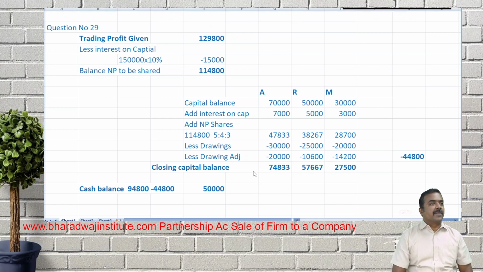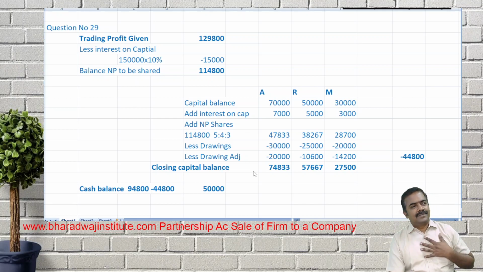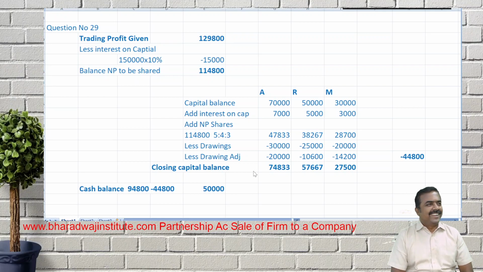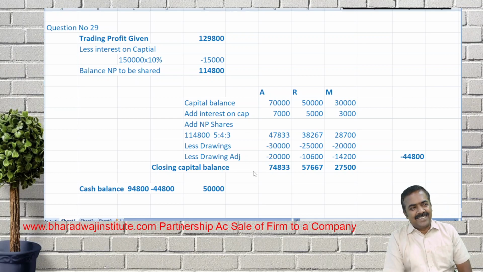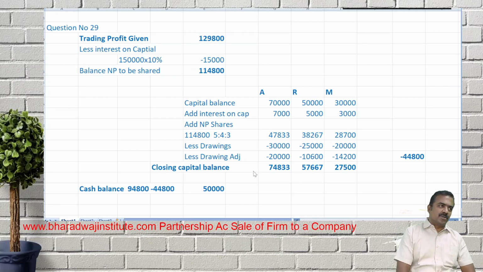The word trading profit is given. Trading profit is calculated after providing depreciation. Trading profit means net profit as per P&L. That is after charging all working expenses. That includes depreciation also.